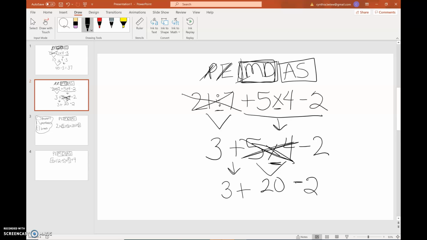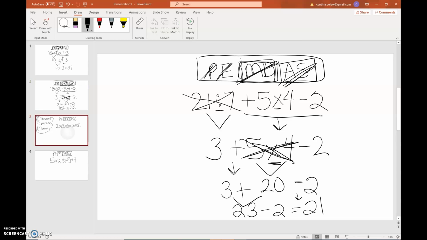Now I no longer have multiplication or division. Now I have addition and subtraction. Again, addition and subtraction, I'm going to do in order from left to right, just like I read a book. 3 plus 20 is 23. Gonna bring that down. 23 minus 2 equals 21. That one we did not do in order. We had to follow order of operations.